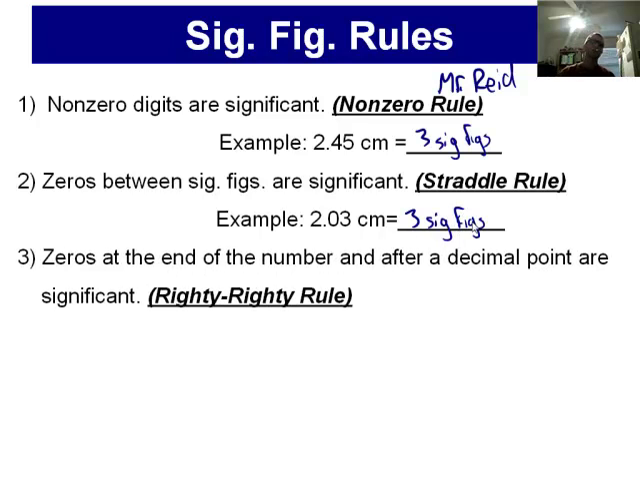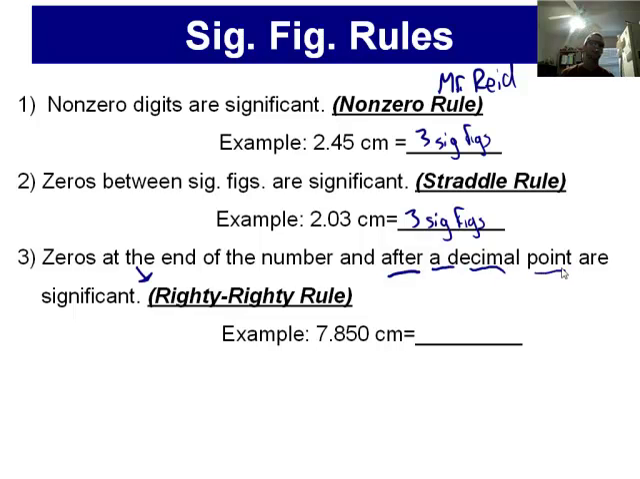Okay. Rule number 3. Zeros at the end of the number and after a decimal point are also significant. We're going to refer to this as the righty-righty rule. So, for example, if I look at this number, 7.850, we have a 0 here. Now, zeros are not always significant, okay? But here, this 0 is at the end of this number, and it is after a decimal point.